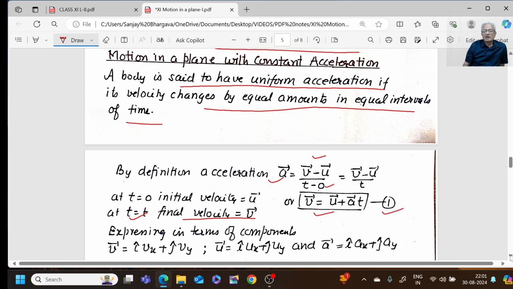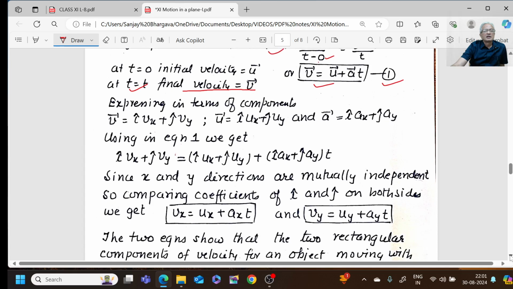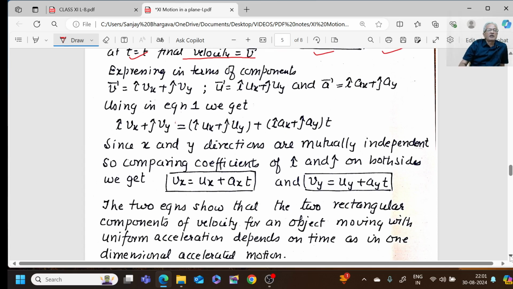We can express the various quantities in the form of components. The initial velocity can be written as u is i of ux plus j of uy. Final velocity can be written as i of vx plus j of vy. Similarly, acceleration can be written as i of ax plus j of ay. Substitute these three in equation number 1. So i of vx plus j of vy would be equal to i of ux plus j of uy plus i of ax plus j of ay into t.